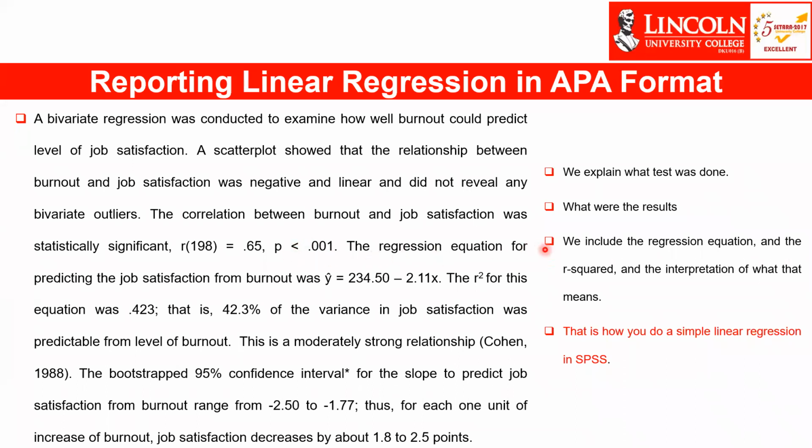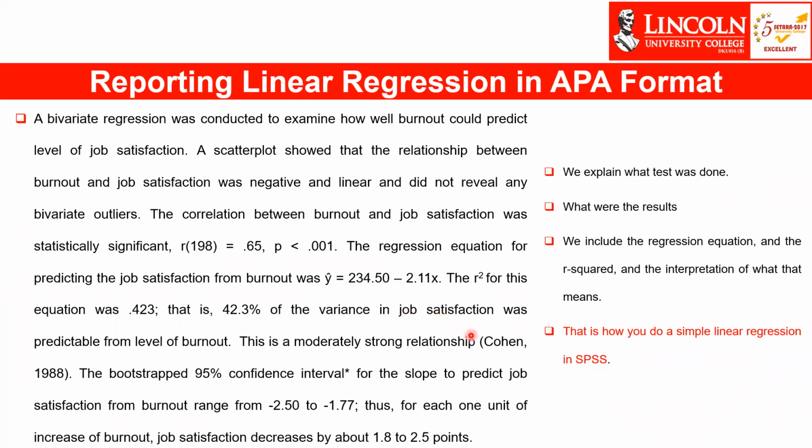So now the regression equation for predicting job satisfaction from burnout was, you have this equation, right? You understand how we got this A and how we got this B. So you key in your equation like this. Then the R square for this equation was this. You get this from your regression table as well. Then that is 42.3% of the variance in job satisfaction was predictable from the level of burnout.